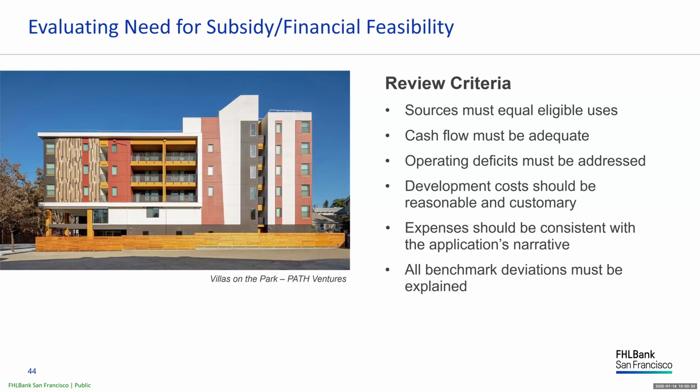For rental projects, these are some key points we keep in mind when we look at applications to evaluate the need for AHP subsidy and the financial feasibility of the project. If there are more sources than uses, then some of the AHP funds requested are not needed and it becomes a need for subsidy issue. If there are more uses than sources, then the project is still short funding and is not considered feasible.